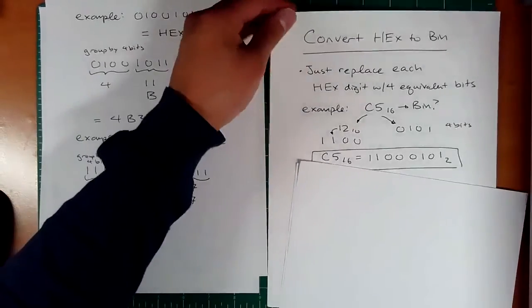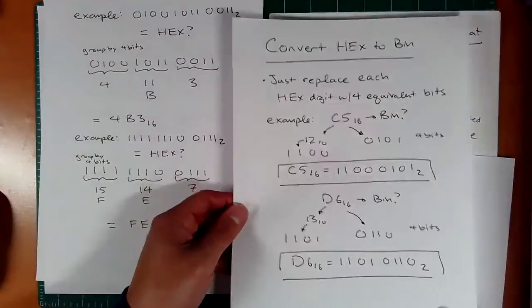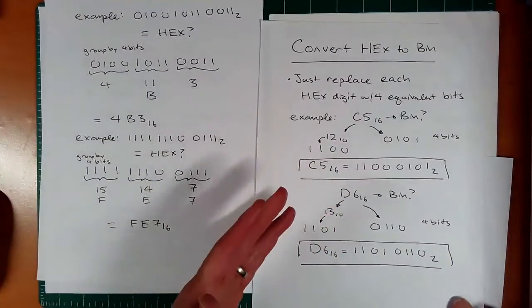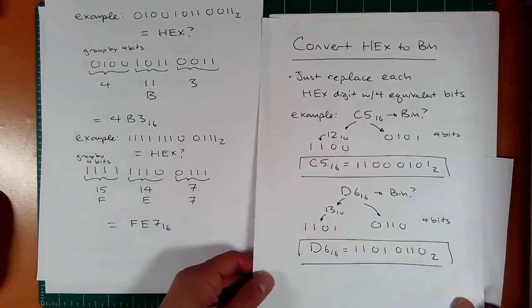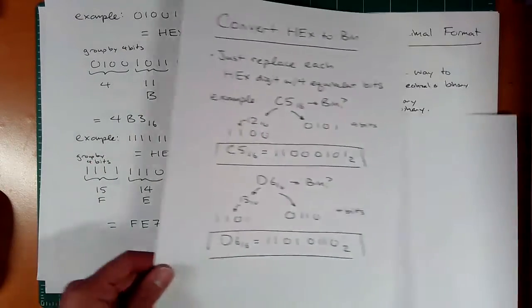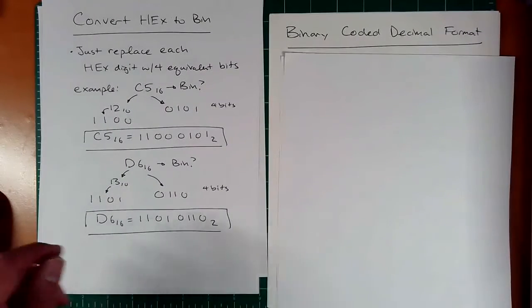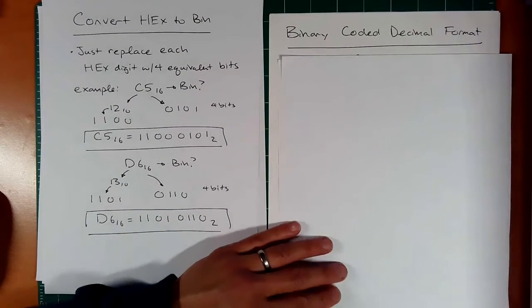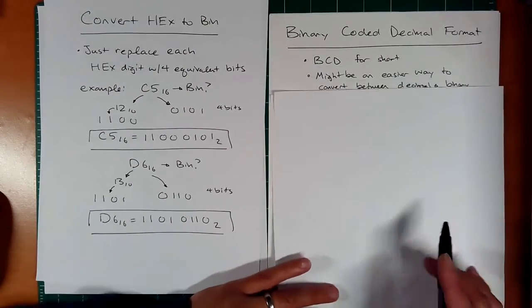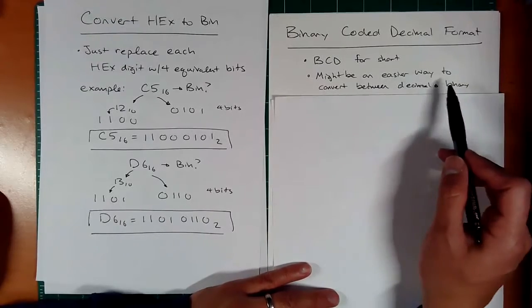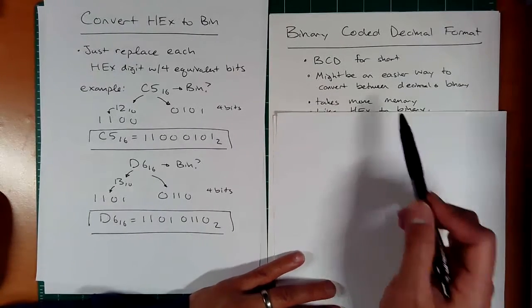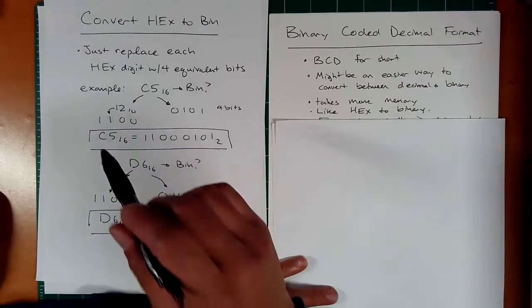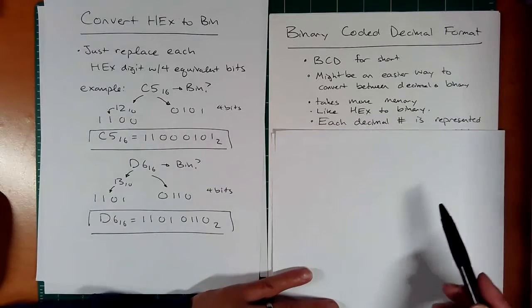Okay. All right. So that's just hopefully highlighting how easy it is to convert between hex to binary, binary to hex, and how nicely these two bases play together. Okay, let's look at this last thing called binary coded decimal format, or BCD for short. And it might be an easier way to convert between decimal to binary, but it's at the cost of more memory.